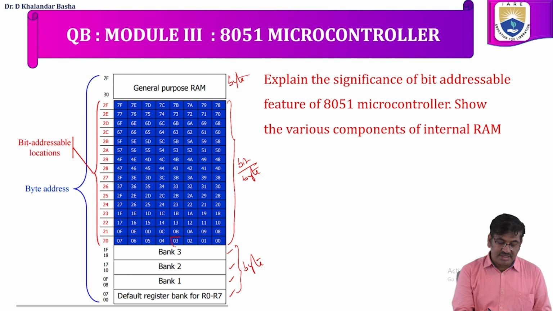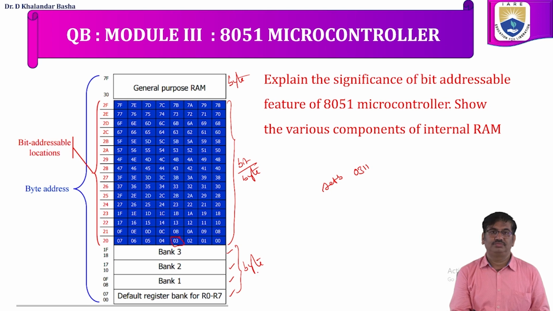So if I want to change this, I can go for a SETB to set that particular bit. I can write SETB, the address is 03H. So 03H is this memory location. Only this bit will be altered. So this is about the bit addressable feature.